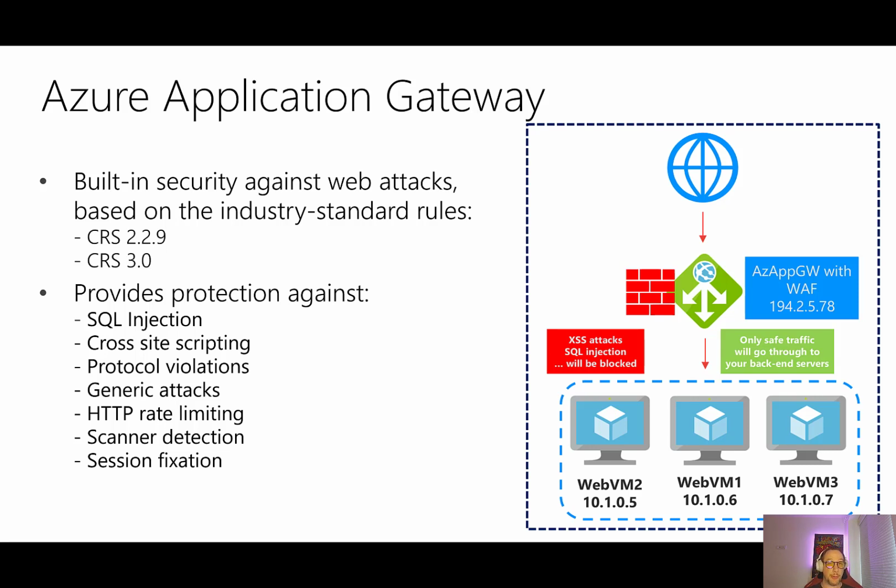Application Gateway compared to Load Balancer is active on layer 7, which means it can recognize the application information in a TCP/IP or HTTPS packet, I should say.